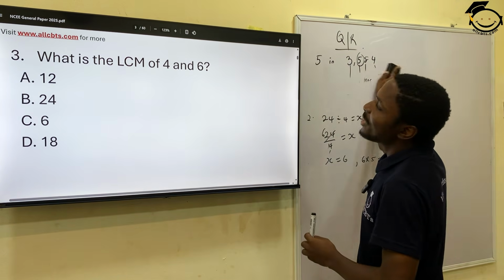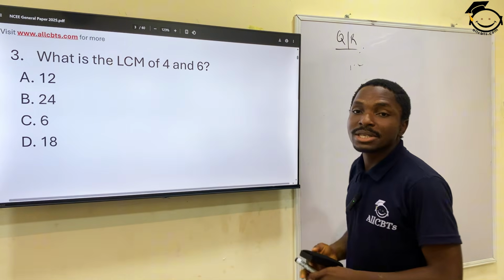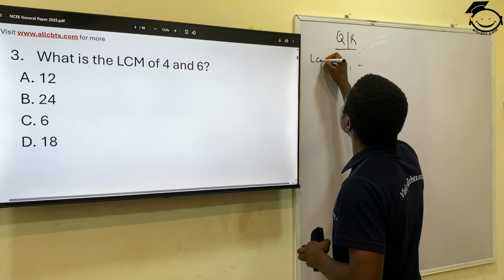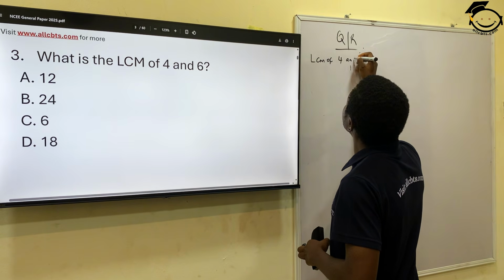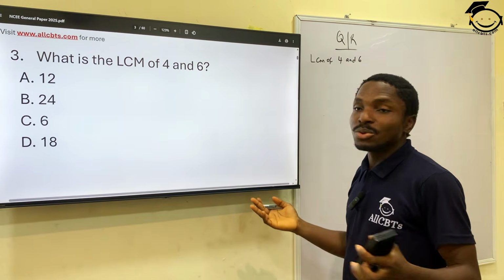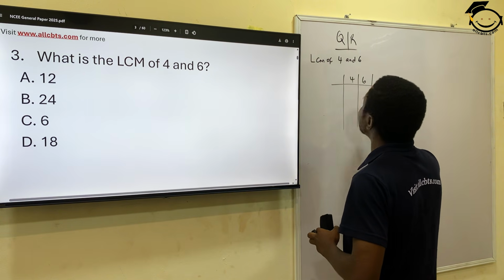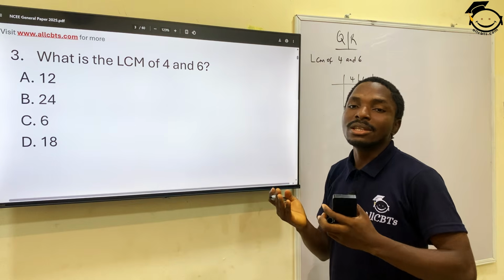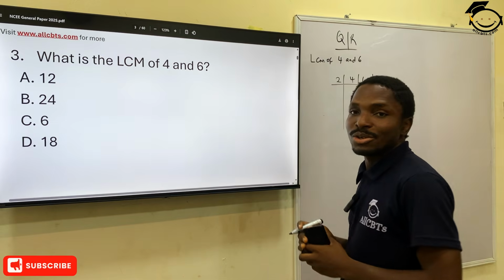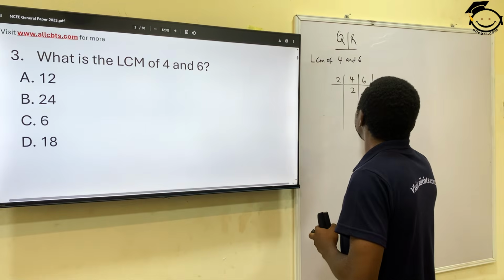What's the LCM of 4 and 6? First of all, what's LCM? It is the lowest common multiple, right? The simplest way to do this is to put it in table form. That's 4 and 6. Then you start with the lowest number that you can start with, which is 2. So 2 in 4 is 2. 2 in 6, 3.